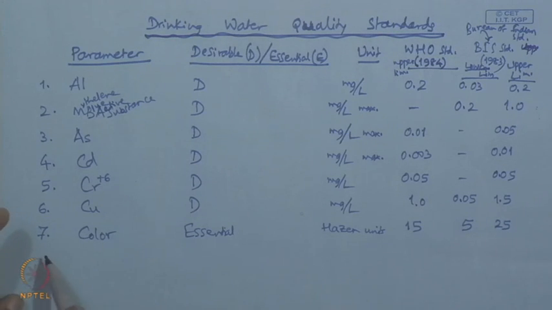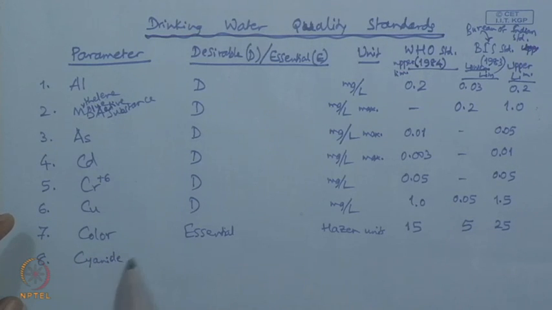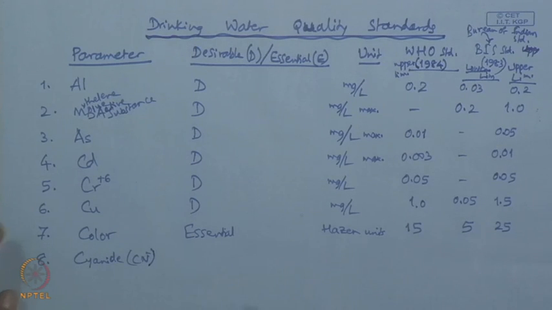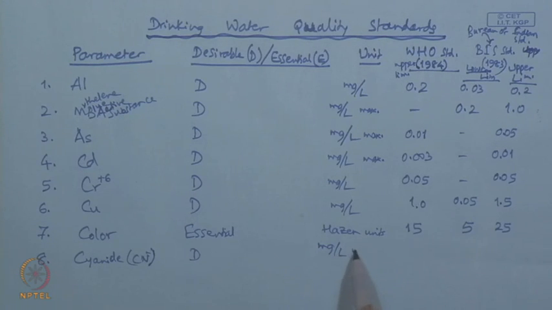The next is cyanide, that is CN minus, and this is also a toxic substance, however it is also listed as desirable. Cyanide is mg per liter max, and it needs to be within 0.07. And as per the Bureau of Indian Standards, it has to be within 0.05.